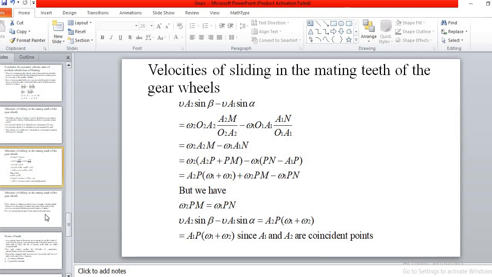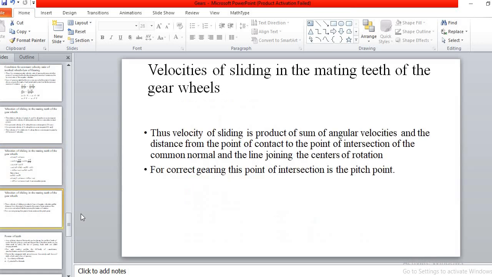So these are the derivations related to the lobe gearing and the velocity of sliding in mating teeth of the gear wheels. That is what is discussed here.